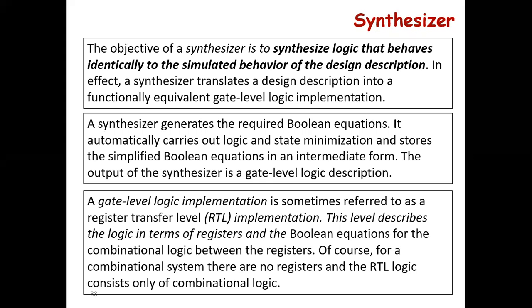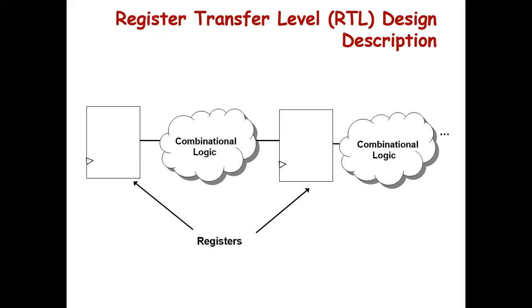The output of the synthesizer is a gate level logic description. A gate level logic implementation is sometimes referred to as a register transfer level, that is RTL, implementation. This level describes the logic in terms of registers and the Boolean equations for the combinational logic between the registers. Of course, for a combinational system, there are no registers and the RTL logic consists only of combinational circuits. So this is the register transfer logic definition.